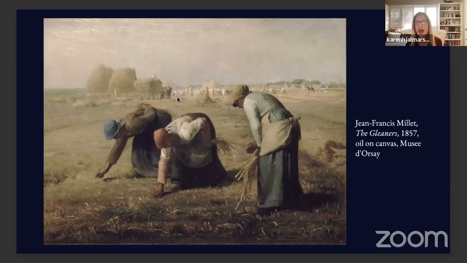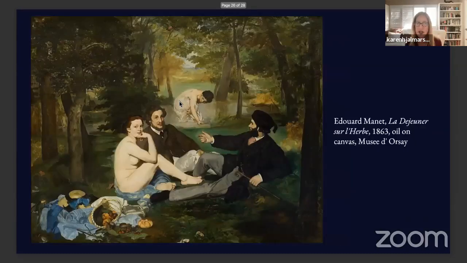And we see how these people were often stigmatized for their poverty and their humble circumstances. But Millet said, no, I'm going to show them in their beauty and power. So Millet is considered a realist painter of the 19th century. The last two paintings, Le Déjeuner sur l'herbe.